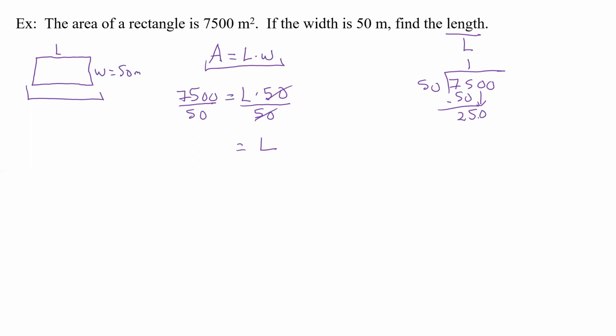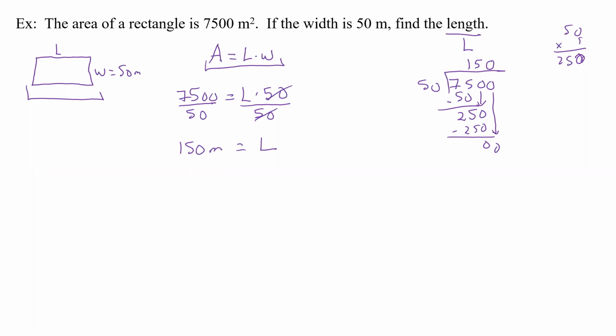Now 50 times what is 250? Well, if we take it times 5, that will give us 250, because if you think about that, 50 times 5, that's 0, that's 25. So that's 250. Subtract that, 0, bring down another 0. Oh, that doesn't go in, so we get L then is 150 meters.